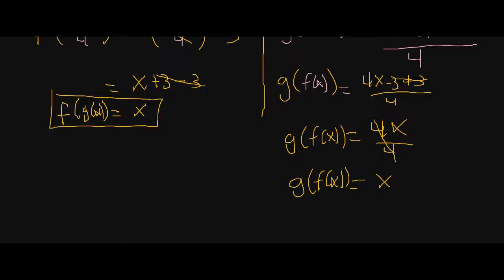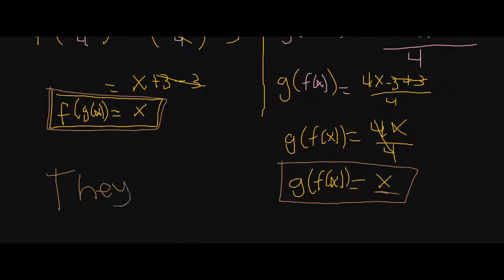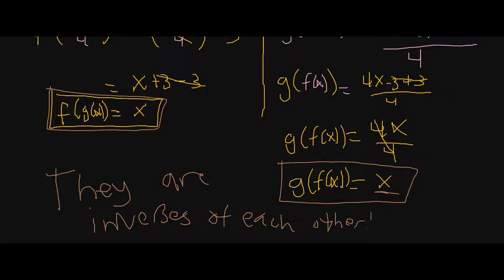Just like we did on these problems, when we plug both these functions into each other, we got x. We got back our point of reflection. Therefore, they are inverses of each other. Perfect.